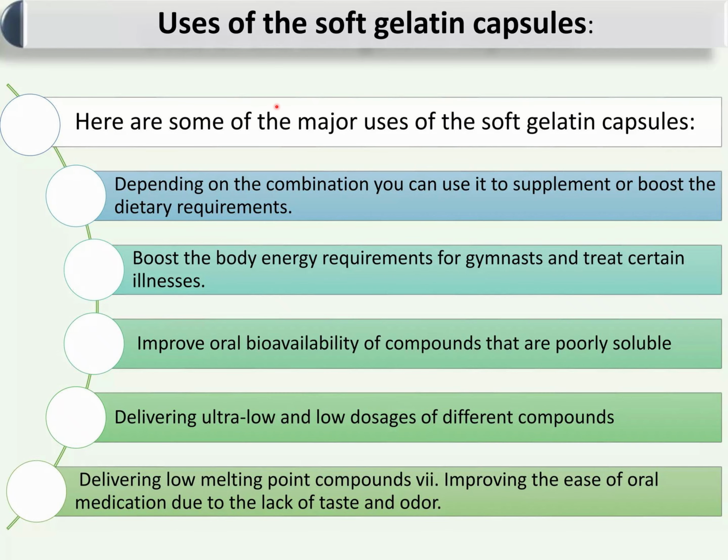So there are some uses for soft gelatin capsule. Depending on the combination, we can use it to supplement or boost the dietary requirements. So food products or herbal products can be administered by soft gelatin capsule. Boost the body energy requirement for gymnasts and certain illness. Improve oral bioavailability of compounds that are poorly soluble, delivering ultra low or low dosages of different compounds, delivering low melting point compounds, improving the ease of oral medication due to the lack of taste and odor. So these are the overall uses of soft gelatin capsule.